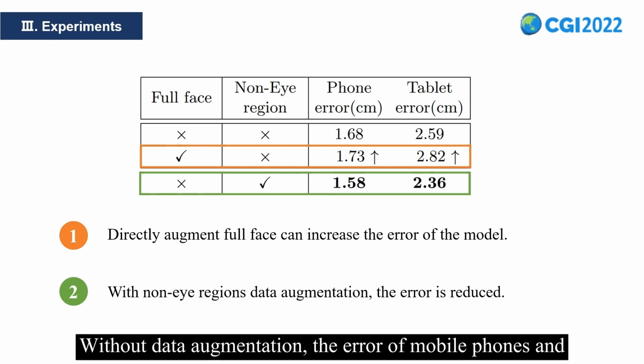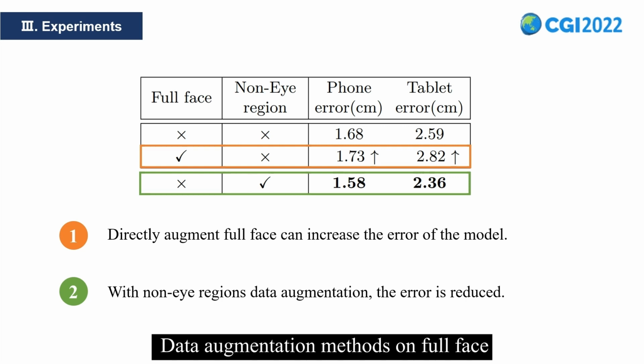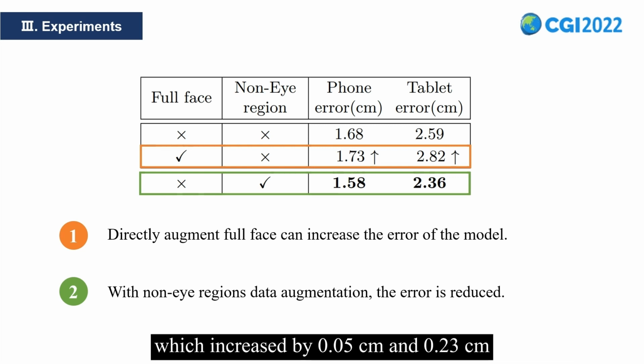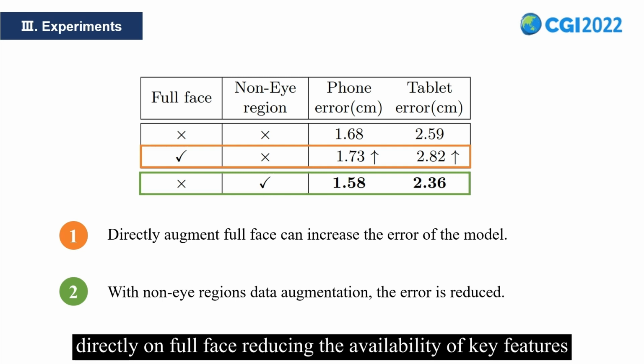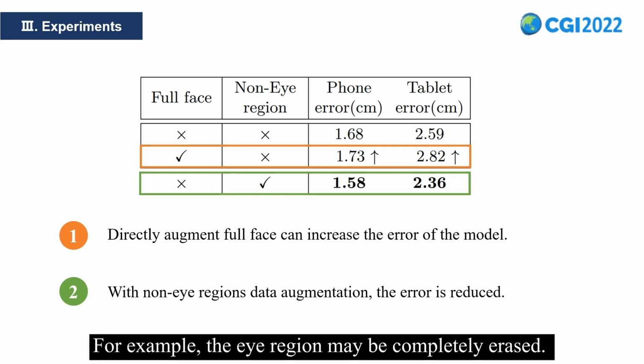Without data augmentation, the error of mobile phones and tablets is 1.68 cm and 2.59 cm. Data augmentation methods on full faces reduce the performance of the model. The error on mobile phone and tablet is 1.73 cm and 2.82 cm, which increased by 0.05 cm and 0.23 cm. Because data augmentation methods applied directly on full faces reduce the availability of key features in iris regions. For example, the iris region may be completely erased.